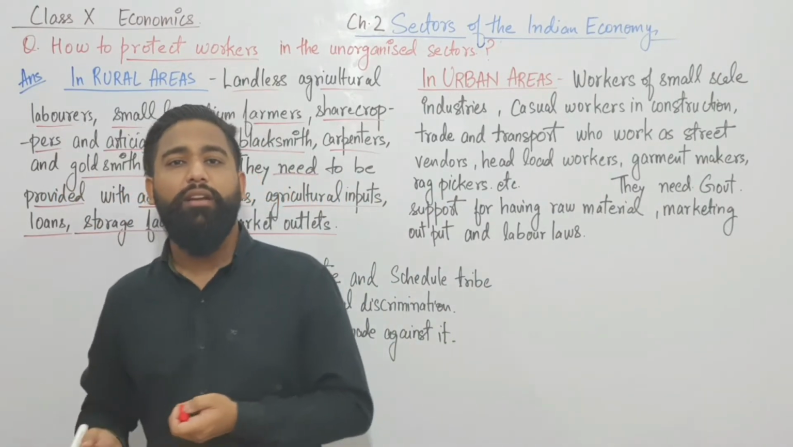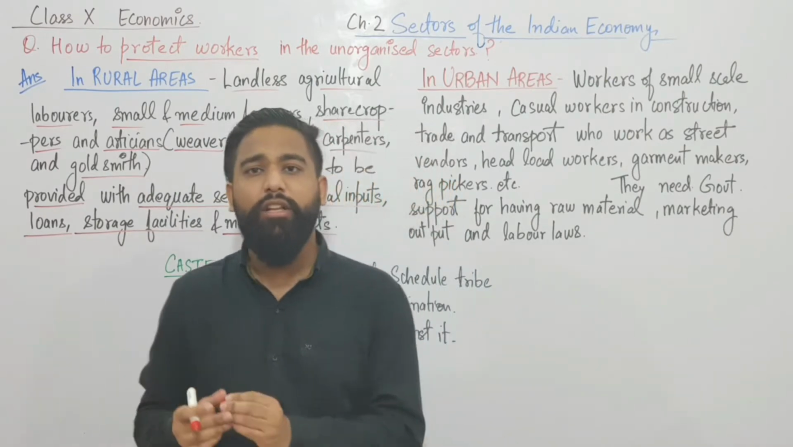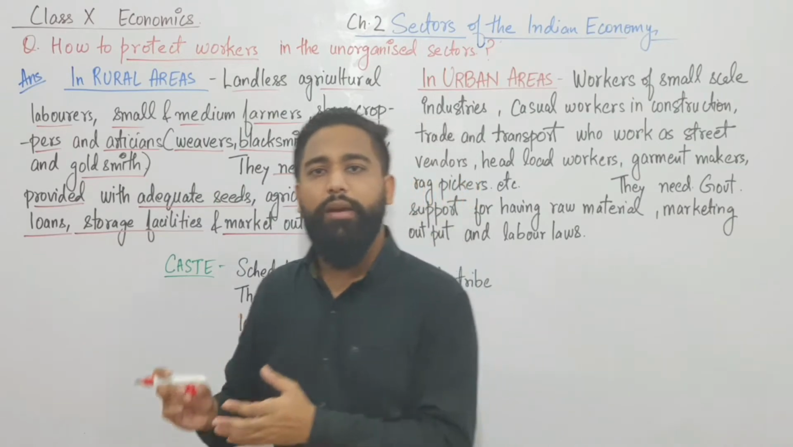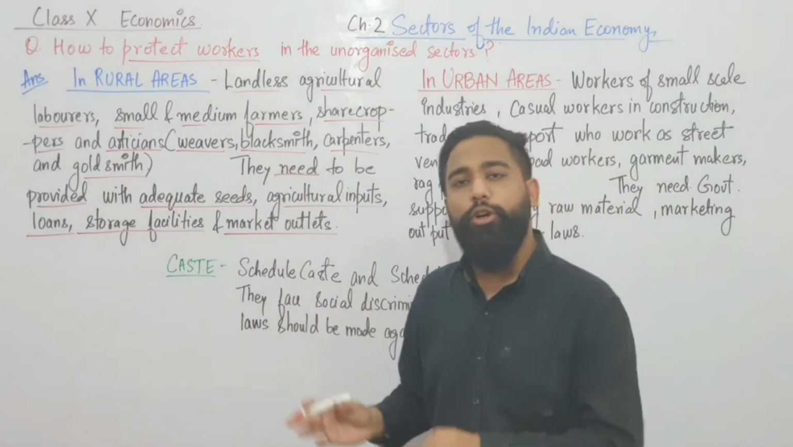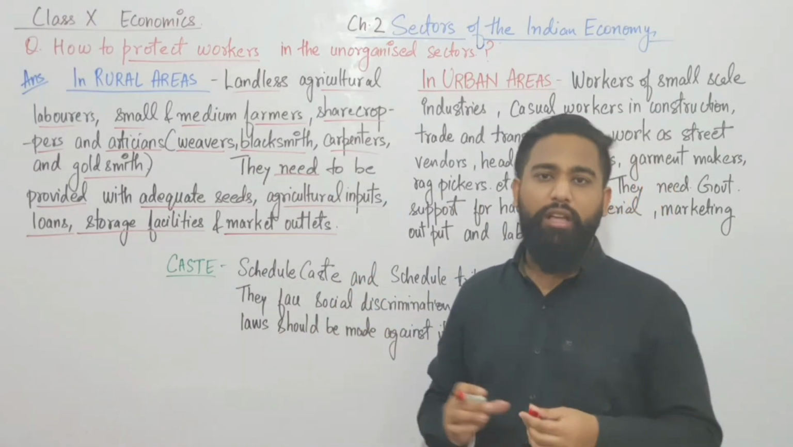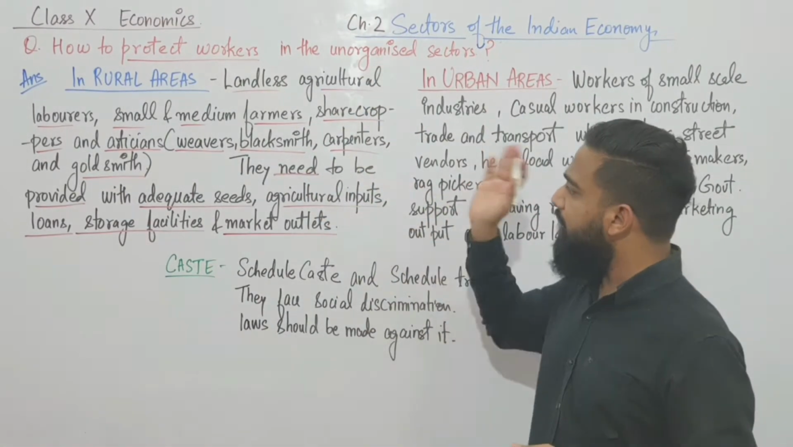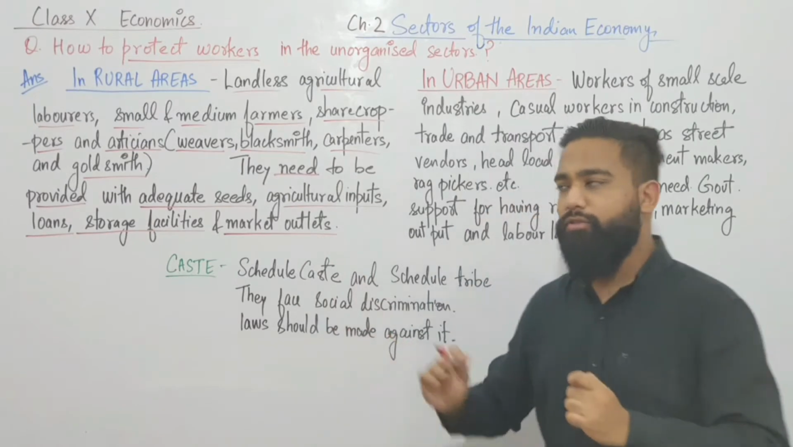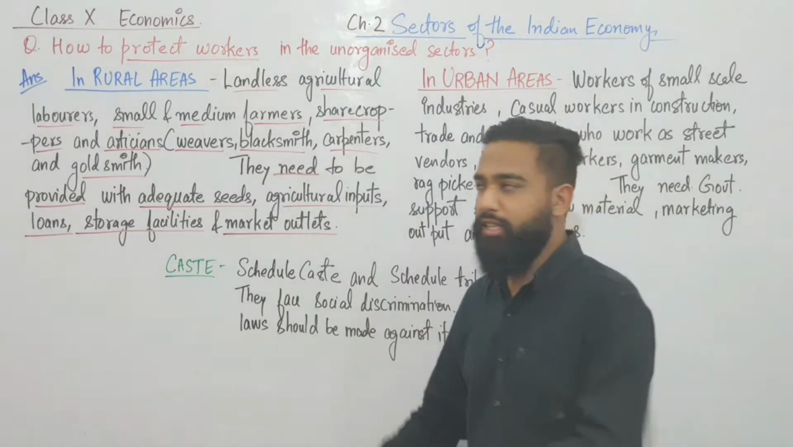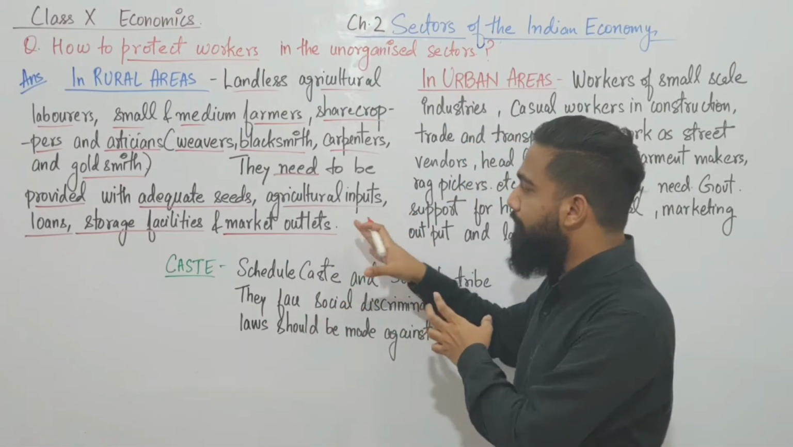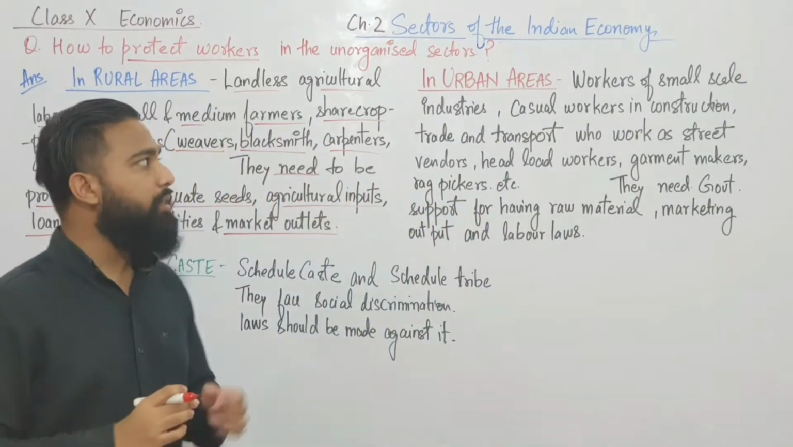Basically in the unorganized sector, the owner tries to save money, so he cuts off the essential things like sanitation and the other important things. So in that case, if the workers are earning well, then they won't be cutting off important things like sanitation and other important things. So these are the people who suffer a lot in the unorganized sector, and they need to be provided with adequate amount of seeds, the agricultural inputs, the loans, the storage facilities and market outlets. If they are provided with these things, then they won't be having difficulties in the unorganized sector.